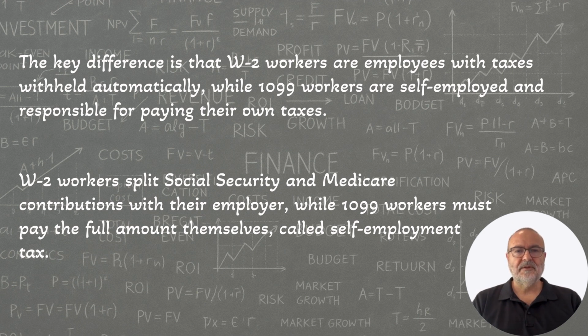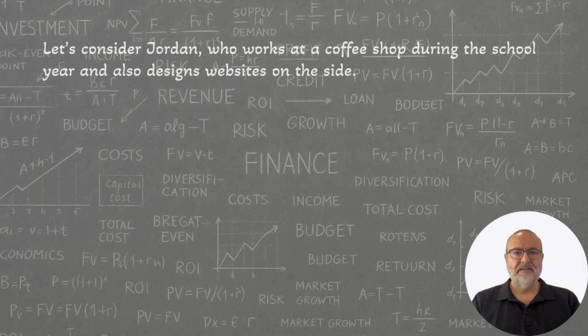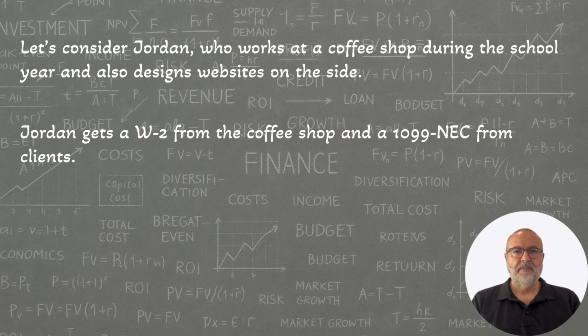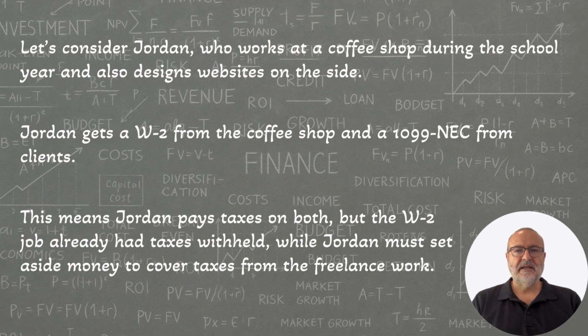called self-employment tax. Let's consider Jordan, who works at a coffee shop during the school year and also designs websites on the side. Jordan gets a W-2 from the coffee shop and a 1099-NEC from clients. This means Jordan pays taxes on both, but the W-2 job already had taxes withheld, while Jordan must set aside money to cover taxes from the freelance work.